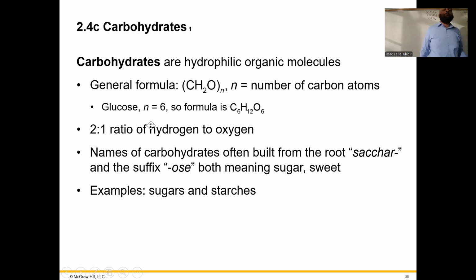So on the exam, CH2O, what is that a formula of? Peptide bond, proteins, fatty acids, or carbohydrates? Carbohydrates, very good. So there is a ratio of 2 to 1 hydrogen to oxygen, and the names of the carbohydrates are often built from the root "saccharine" and the suffix "ose", both meaning sugar and sweet.